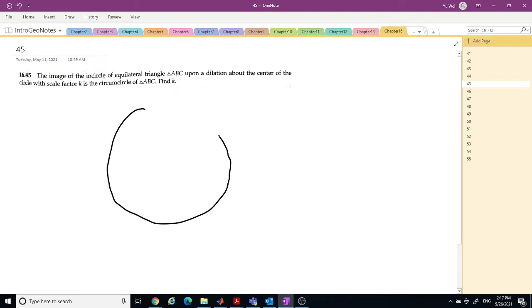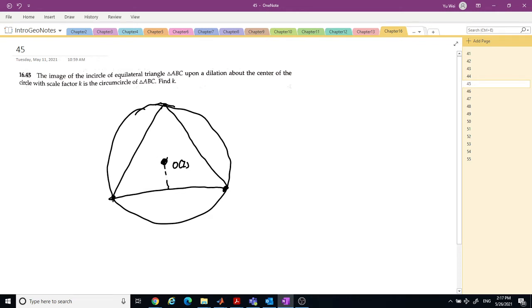Let's draw a circumcircle first, and inside the circumcircle, we know that for the equilateral triangle, the circumcenter, the incenter, the centroid, the altitude, the orthocenter, they are all the same, right? So they all merge together. So this is the equilateral triangle. This is also the incenter and the circumcenter.